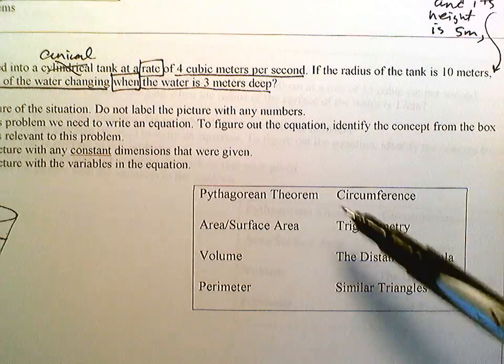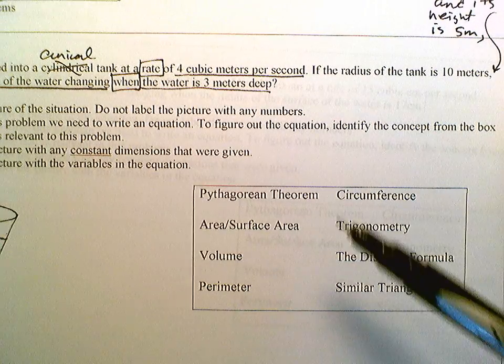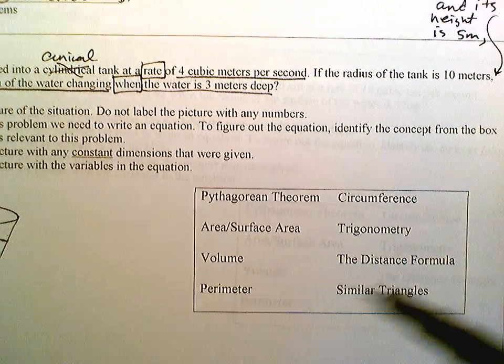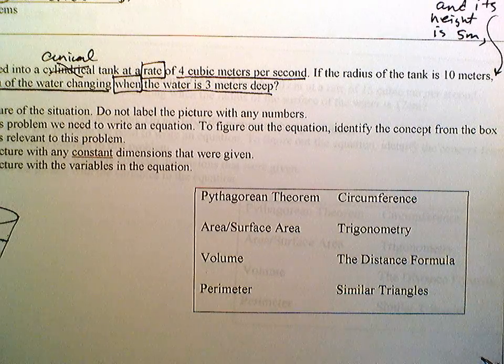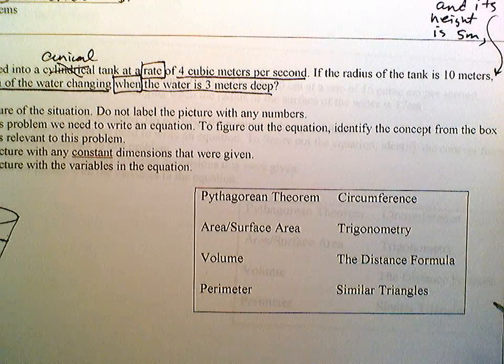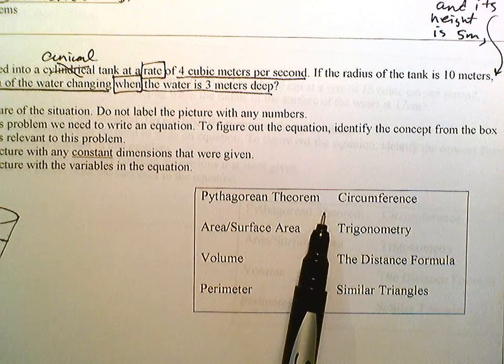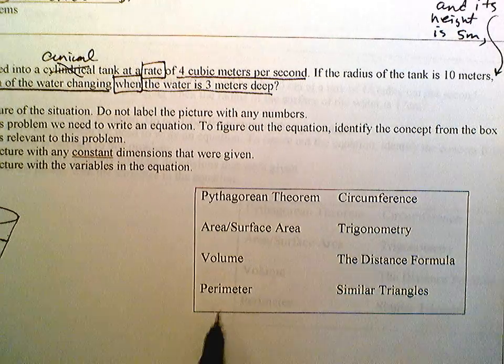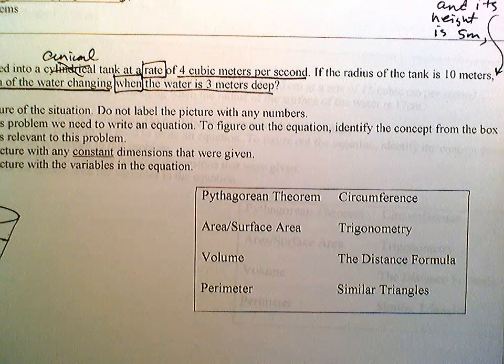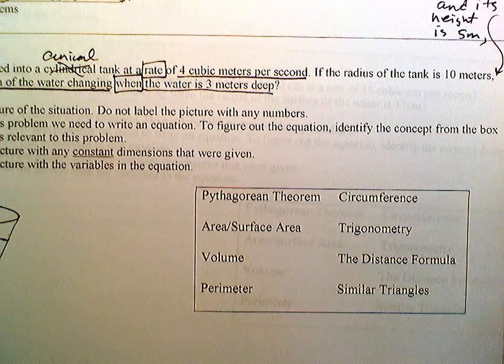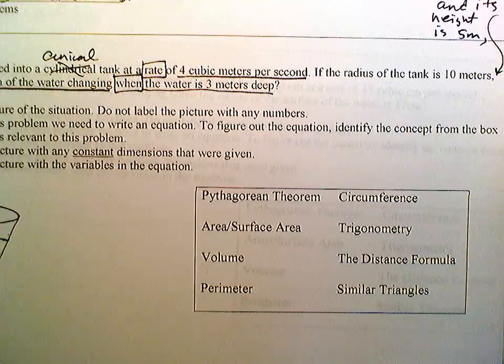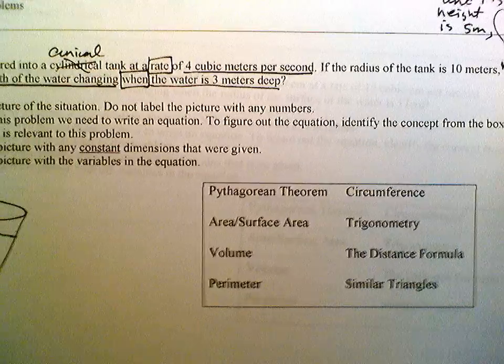So guys, we're just going to deal with cone problems which involve volume, but a related rate problem could really involve any formula. So Pythagorean theorem could be what you're using, area or surface area, perimeter, circumference, trig, the distance formula, similar triangles, any of those things could be involved in a related rates problem.